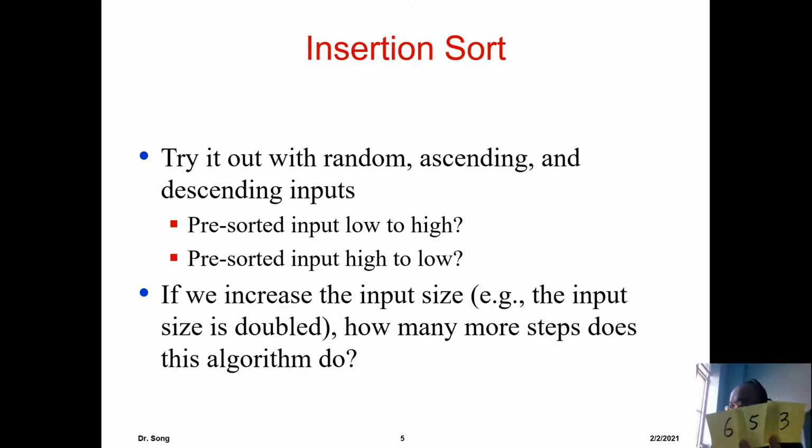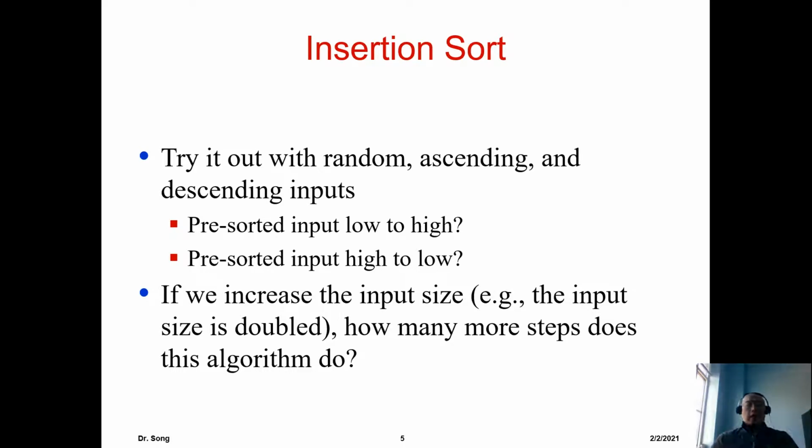And then eventually we include 1. If we want to include 1 into the sorted portion, what is going to happen? 6 shifts to the right side, 5 shifts to the right side, 3 shifts to the right side, so eventually we will have the space for 1. So how many shifts? There are 3 shifts because all those 3 values have to be shifted before we can really put the 1 at the right place. So for the second part, pre-sorted input from high to low, is that the best case or the worst case? That's the worst case, right?